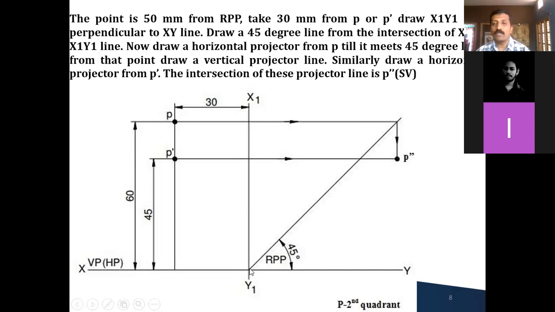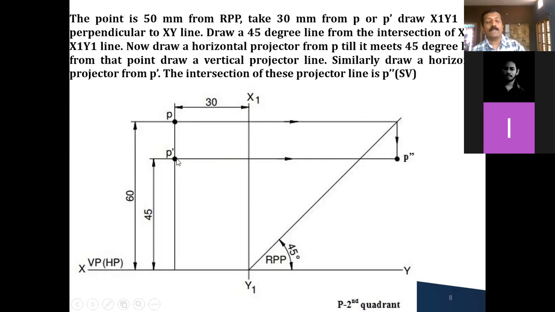Now here, where to draw the 45-degree line? The top view is here. So wherever the top view is there, you have to draw the 45-degree line. You draw a 45-degree line like this. Now let me consider the top view first. Draw a horizontal projector line till it meets the 45-degree line. Now you draw the vertical projector line. That's why the arrow mark is very, very important.